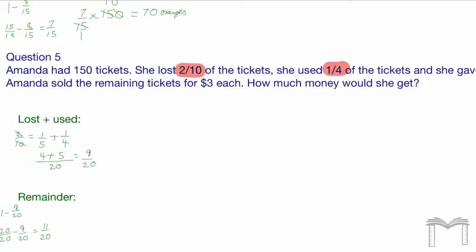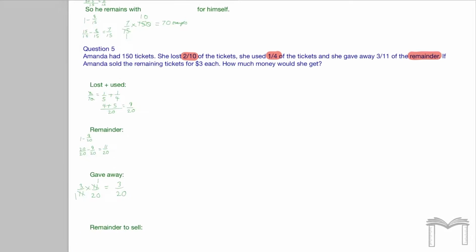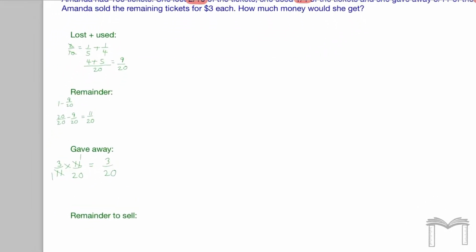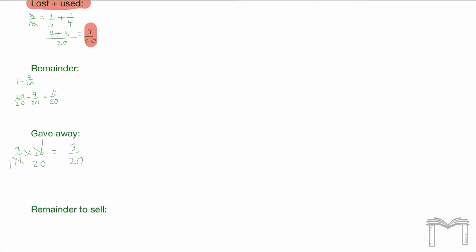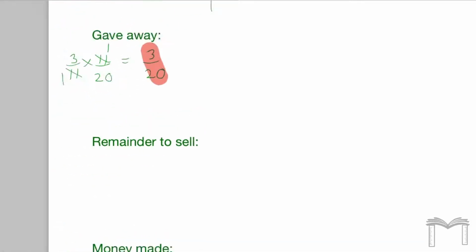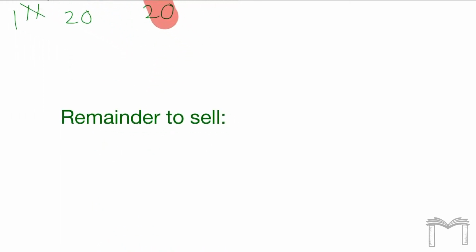Now if Amanda sold the remaining tickets for $3 each, how much would she get? So before we work that out, let's see what we know so far. She lost and used 9/20, and she gave away 3/20. So she no longer has those two fractions. So we can add those two fractions together. So let's add them. 9/20 and 3/20.